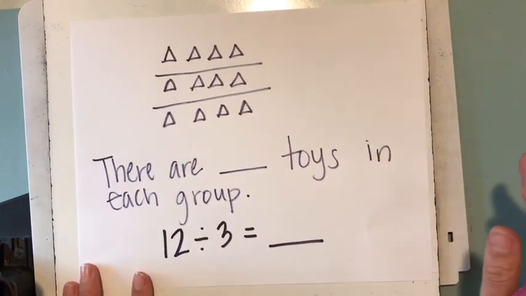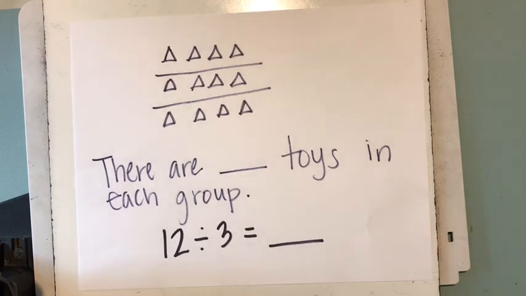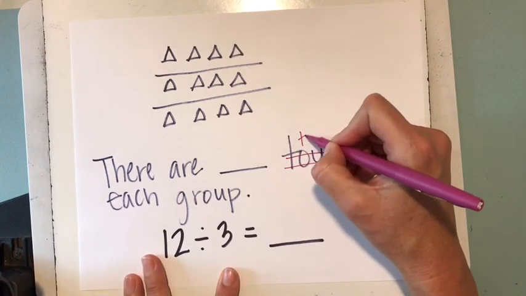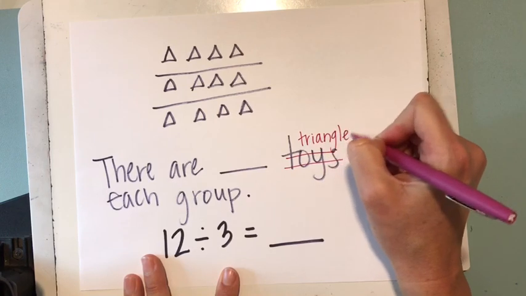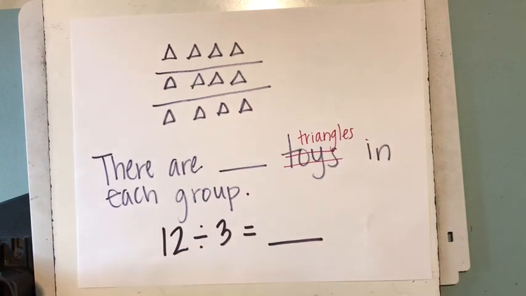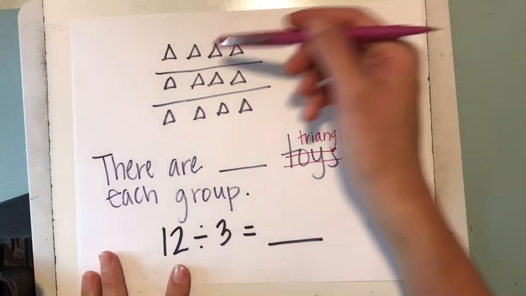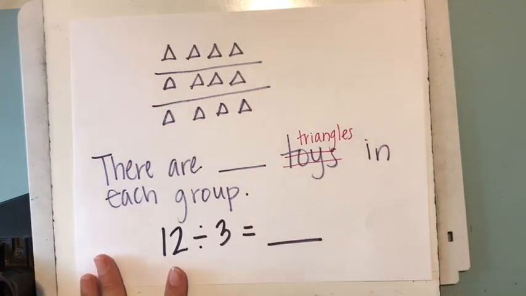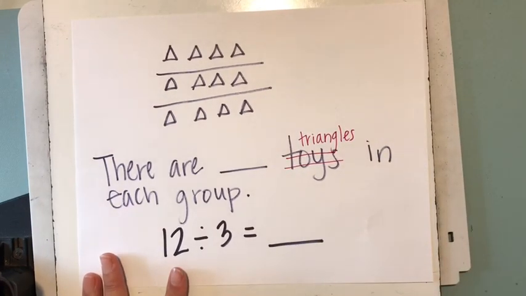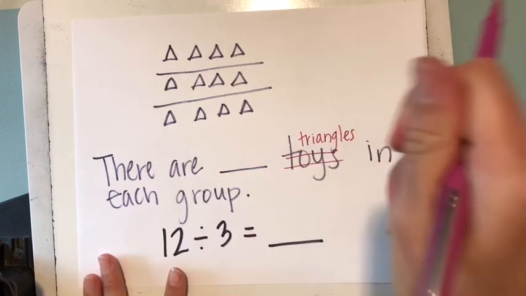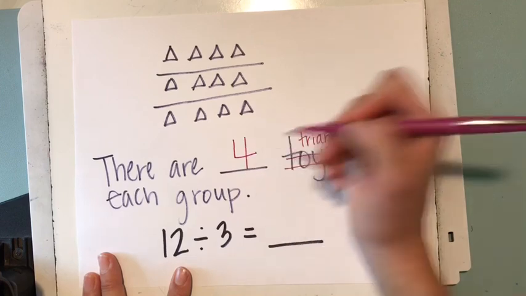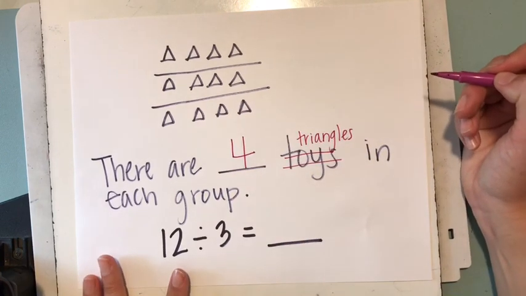Here we go. There are blank triangles in each group. I'm making mistakes today. So look at each group, each row. Remember, rows and groups are the same. How many triangles are in each row? Go ahead and write it on your whiteboard. There are 4, right? 4 triangles in each group.